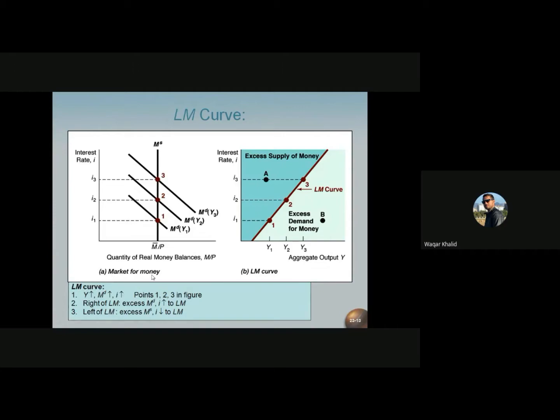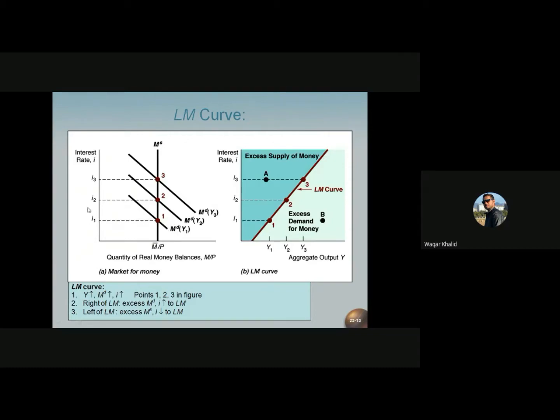Part A represents the market for money. On the vertical axis, we have the interest rate variable, and on the horizontal axis, we have M over P, the real money balance. This is a vertical line. This is the money supply line, and this is the money demand line. Why does this curve have a negative slope? Because the relationship between the interest rate and the quantity demanded for money is negative.